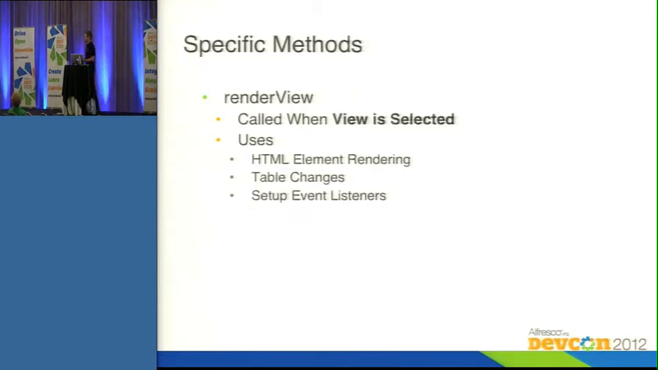The render view is called when the user actually selects that particular view, or on refresh as the page loads, the default view that's been selected. It's actually persisted as a user preference, the view that they've selected. So render view is called then, and obviously that's used for HTML element rendering. We can use it for table changes, other DOM changes, and we can use it to set up event listeners to perform other actions when certain things happen.